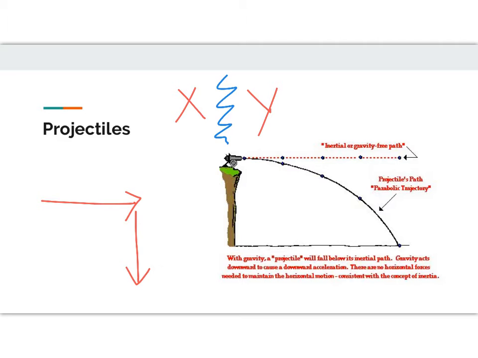Let's think about y. If I fire this cannon right here, and there's no gravity, we know from inertia that this cannon would travel forever and ever, unless it ran into something. But because we have gravity, gravity is going to be pulling it down. So I have two different things going on here. In the x direction, everything is staying the same. There's no acceleration. And the only thing going on in the y is that gravity is pulling that object down.